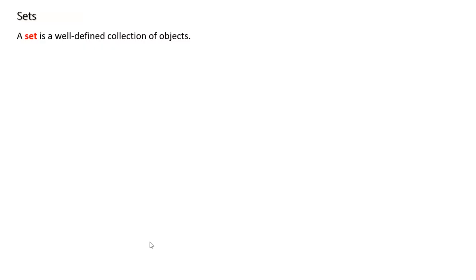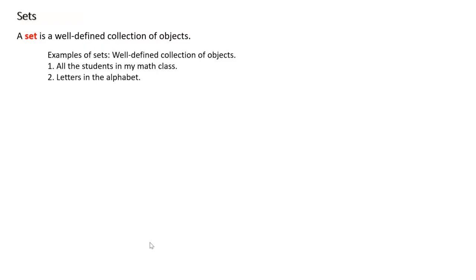Before we do examples, we have to cover the definitions of sets. This section has a lot of definitions that you have to keep in mind. A set is a well-defined collection of objects. Examples of sets: for example, all the students in my math class. You see, it is well-defined, and the students are objects or elements. Or letters in the alphabet. Those are two examples of well-defined collections of objects.